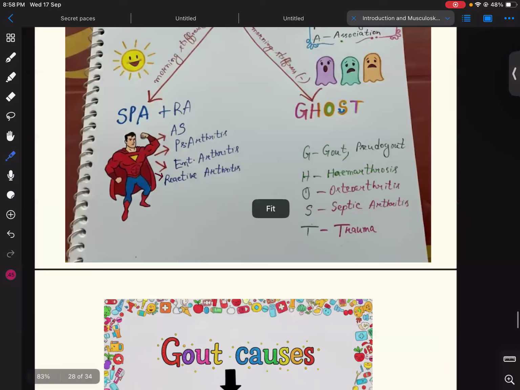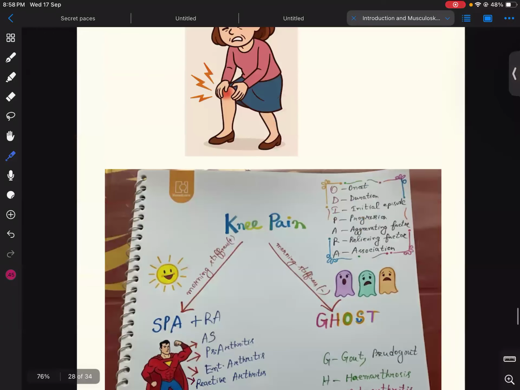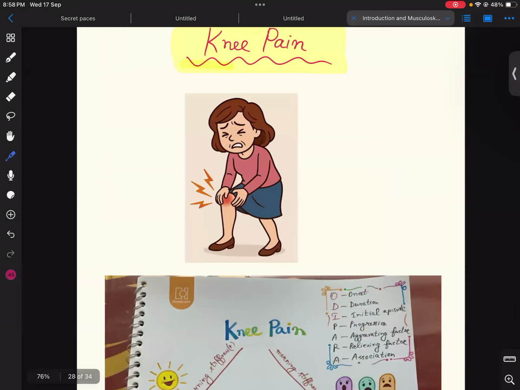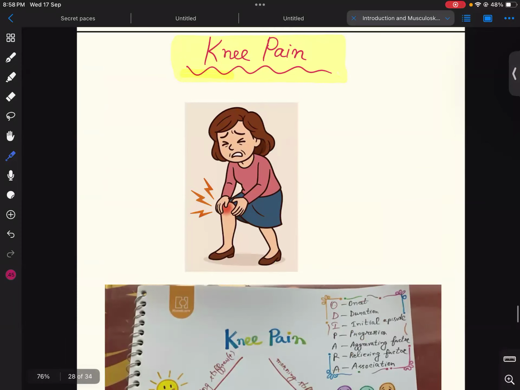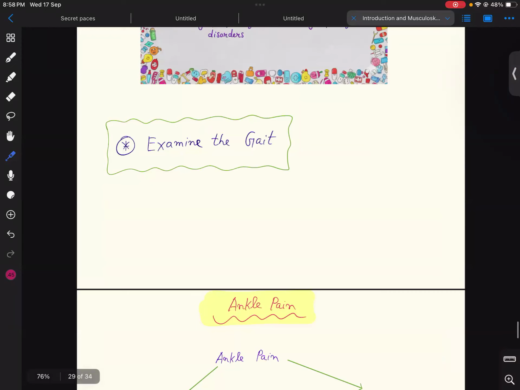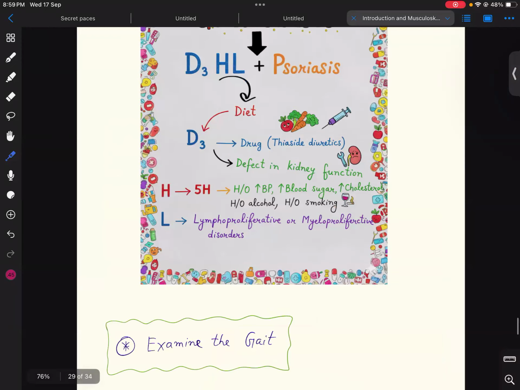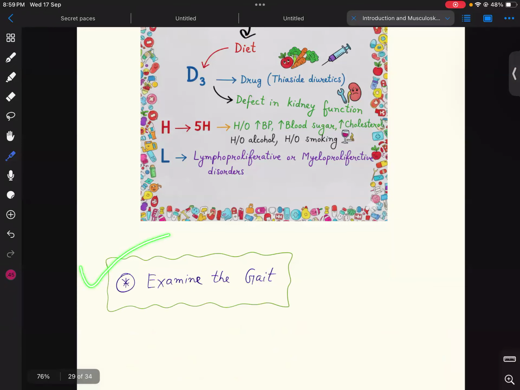So this is the approach to the knee pain. If this is clear, then I can discuss some real exam cases. Please tell me whether you are clear about the approach to the knee pain. Okay. Now let me discuss some real exam cases. And also, in case of knee pain, examine the gait during the physical examination. By examining the gait, you are excluding the complication, whether she or he is able to walk or not.